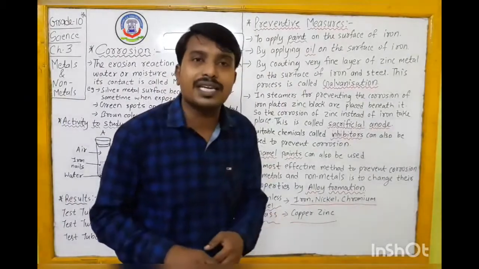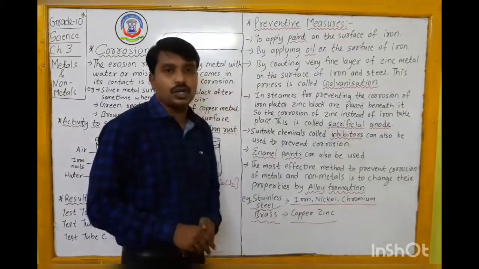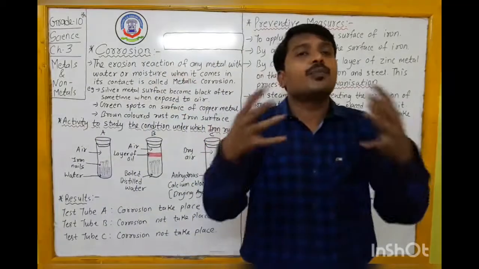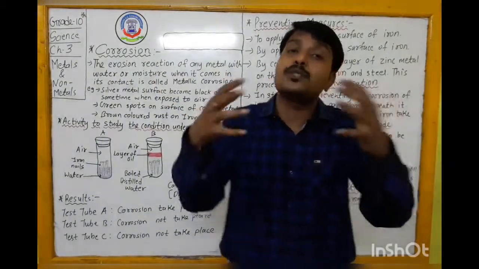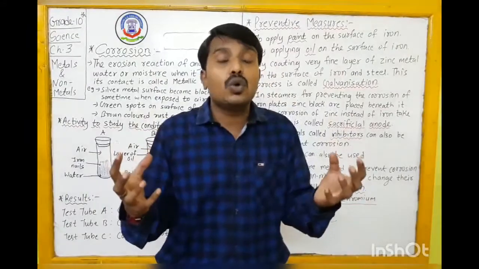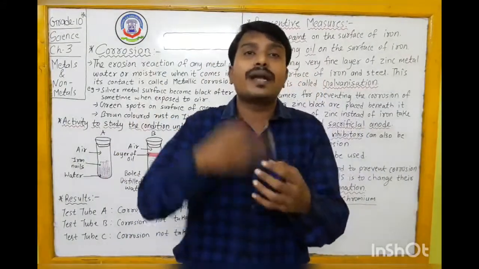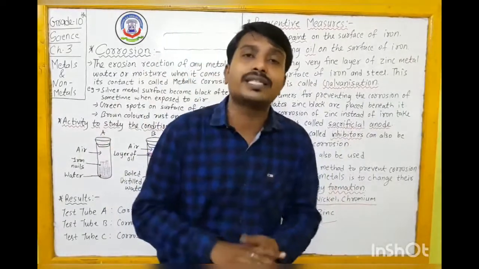Now next is the most effective method, the best of the best among all of these: alloy formation. What do you do? Mix metals with each other, 2 or 3 metals. So after mixing 2 or 3 metals with one another, the new material, or new metallic material, comes out, which is known as alloy.